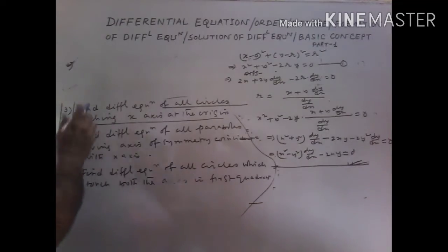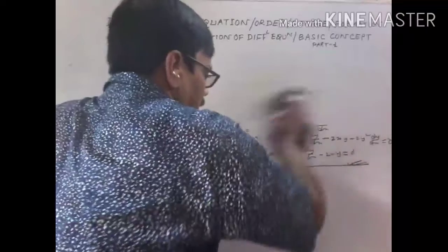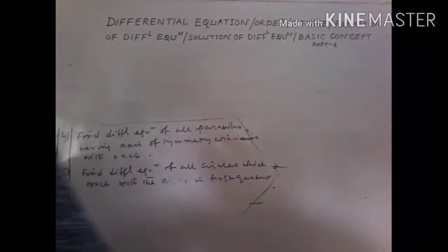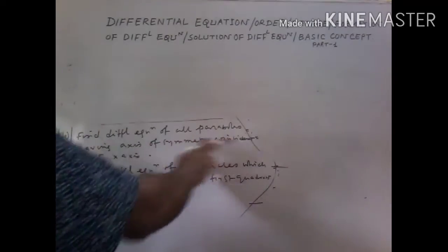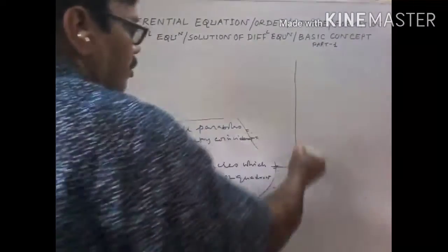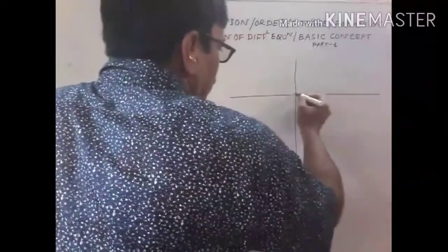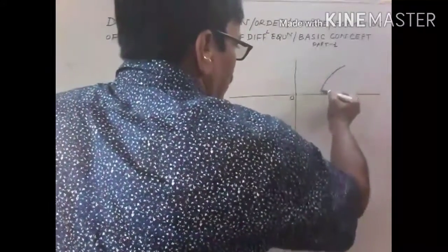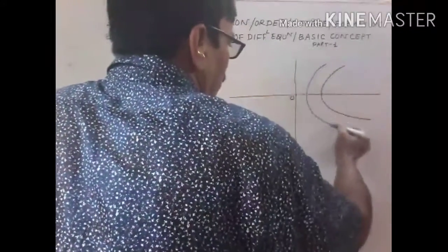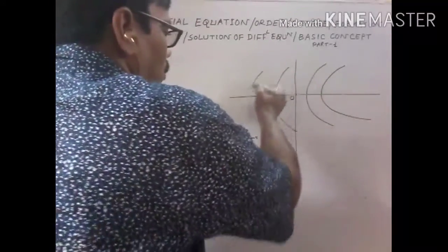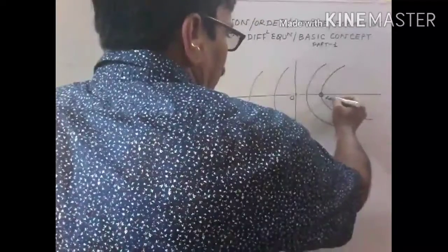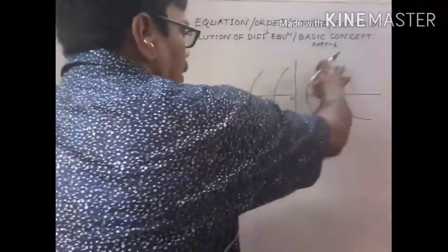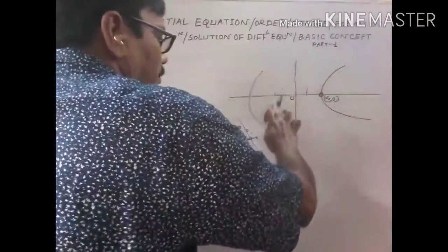Now problem number 4. So look, here also you have to find the relation. Find the differential equation of all parabolas having axis of symmetry coincident with the x-axis. So the axis is coincident with the x-axis. So this type of parabolas, a family of parabolas. So suppose we take this one. This is (alpha, 0). So this type.